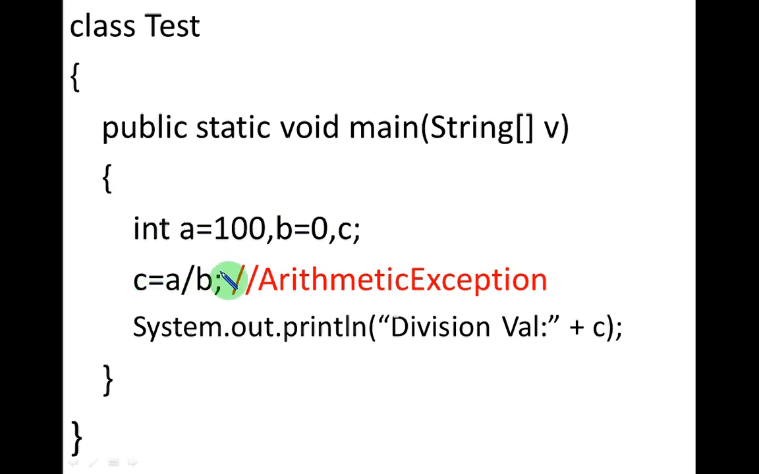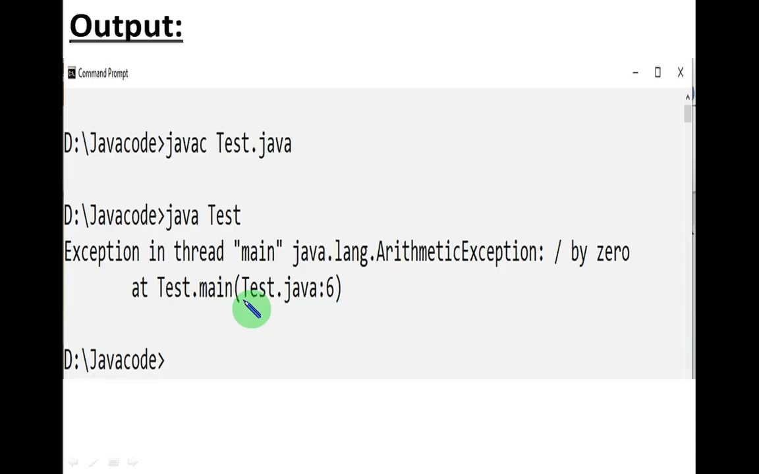Okay, so now after executing this statement, what will happen? So this arithmetic exception will be raised. So we can't get this division value. So after the exception, what will happen? This program will be terminated. So see the output of this program.